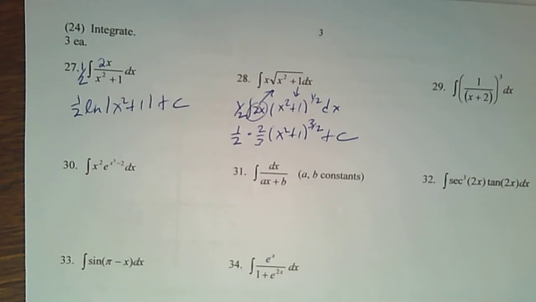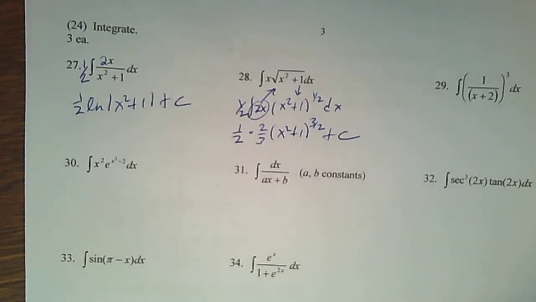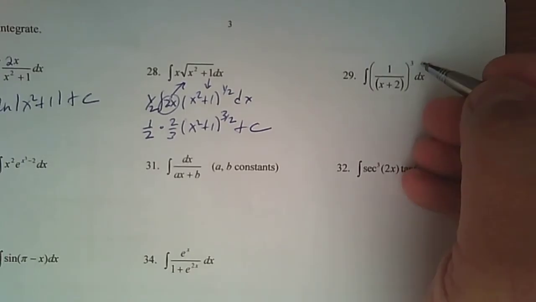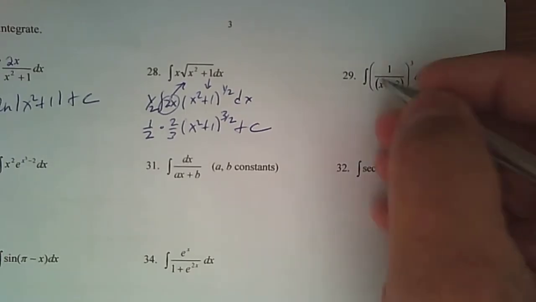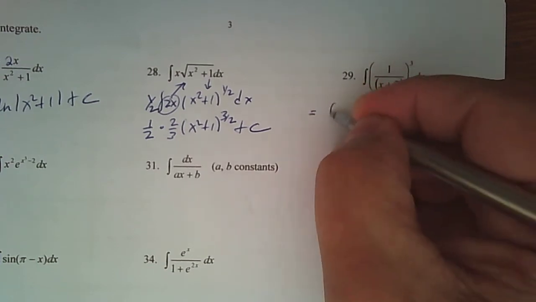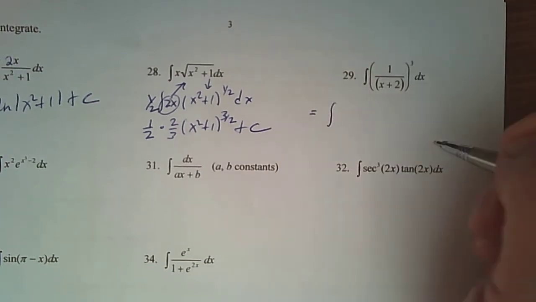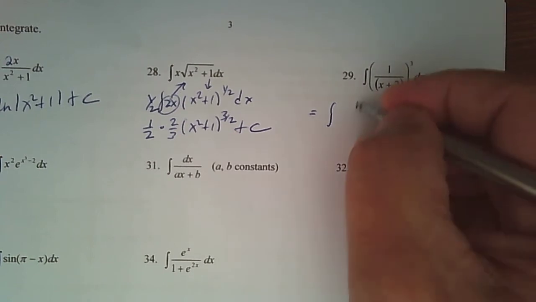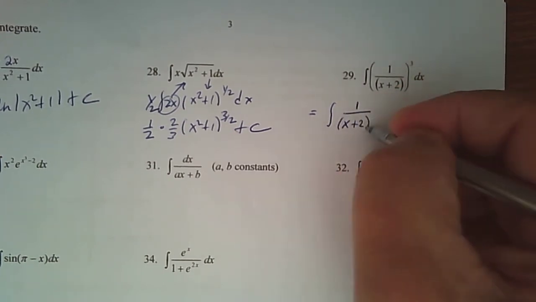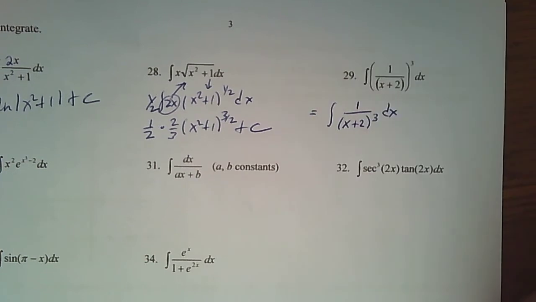Number 29. There it is. So I already noticed that I have something to the exponent 3. So what I'm going to do is this. I'm going to do just a little bit of algebra. That 3 belongs to both. So 1 cubed is just 1. And then I could have done this in one step, but I'm going to show you in 2. So that 3 belongs to both. That's a good first step.